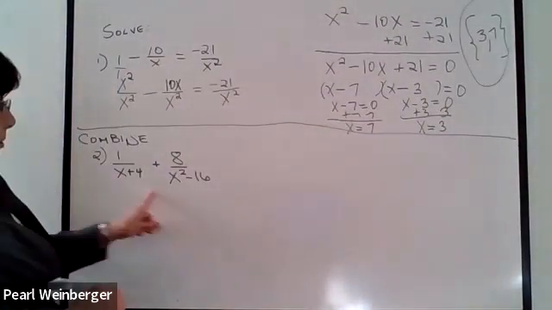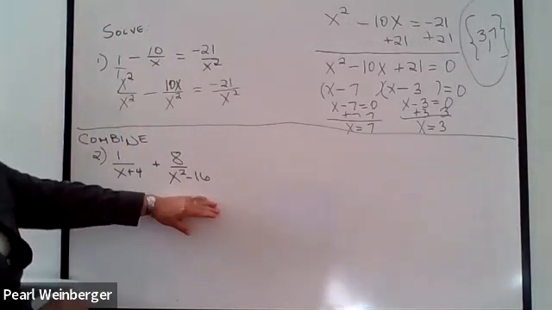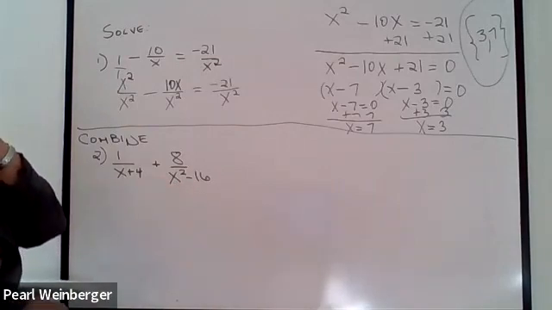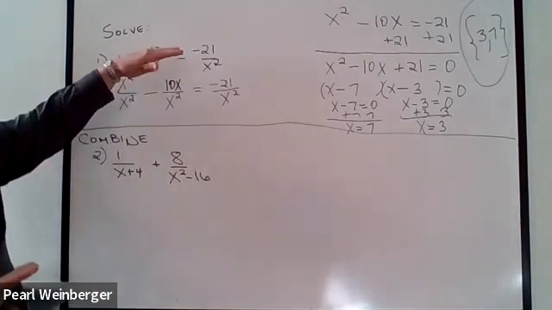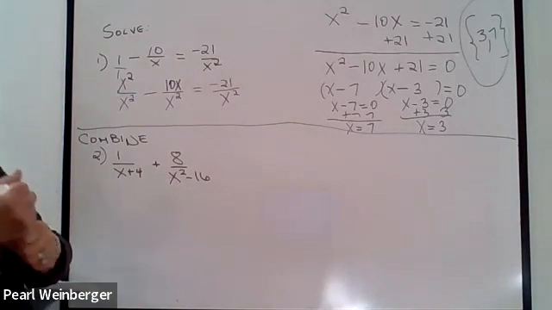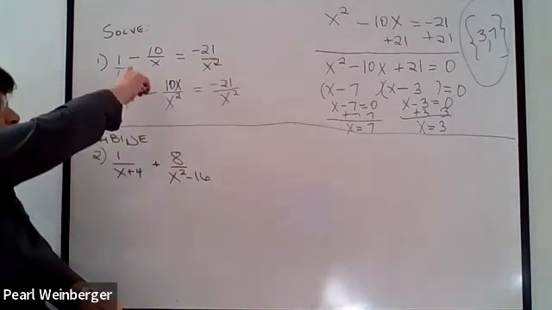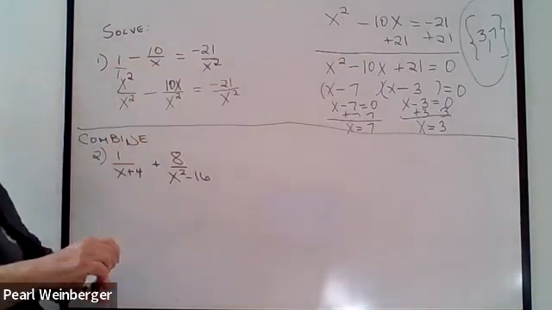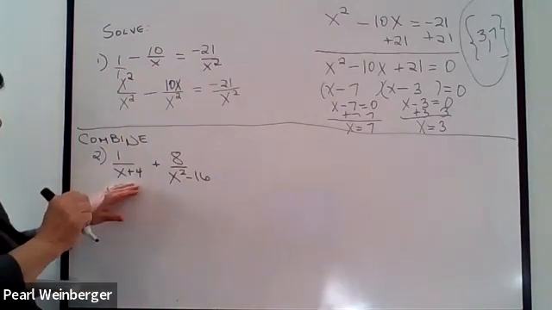The second question is not an equation, it's just a matter of we have 2 fractions and we want to combine them. But again, in order to add, subtract, or solve equations, the first thing we've got to do is find the LCD, the least common denominator. Over here it wasn't a problem because all the denominators were single terms, monomials. But here I have binomials.